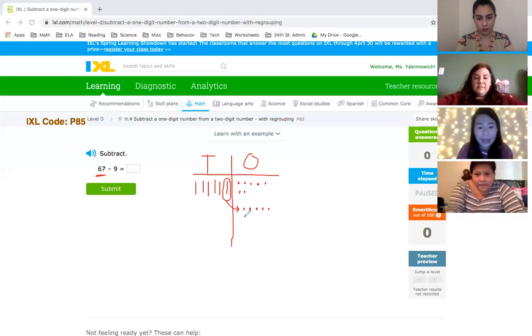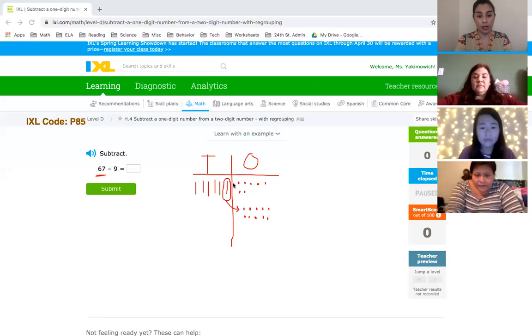And once I do that, I know I have more than enough. So I'm going to subtract 9 from the ones place. And when I do that, I get that I have 8 left over. Beautiful. So I'm going to subtract that. And so I'm really showing what Miss T is explaining.